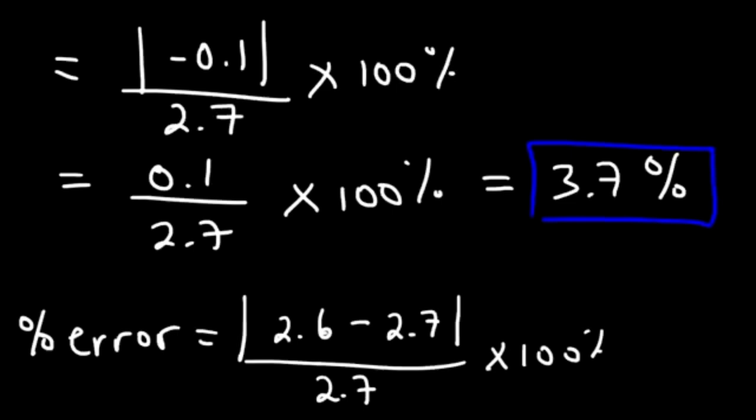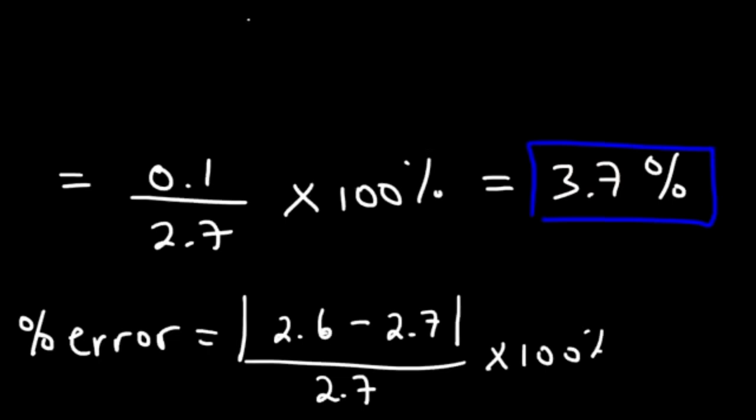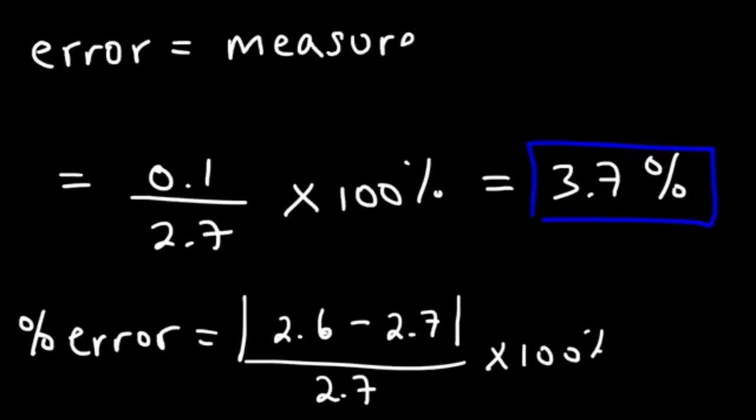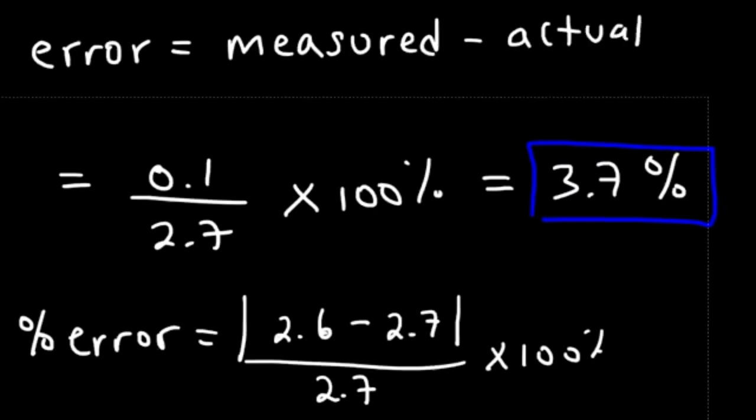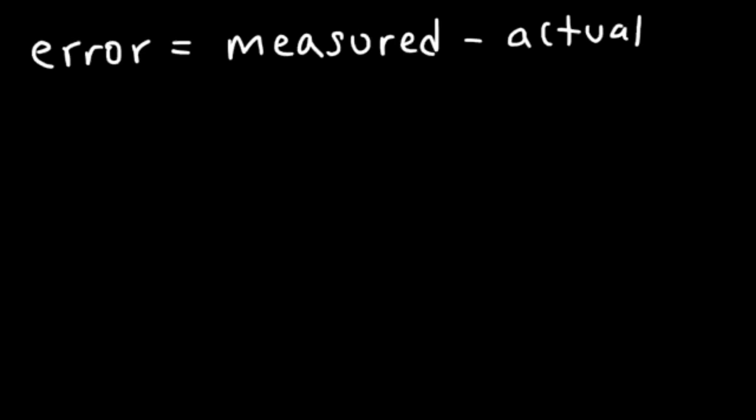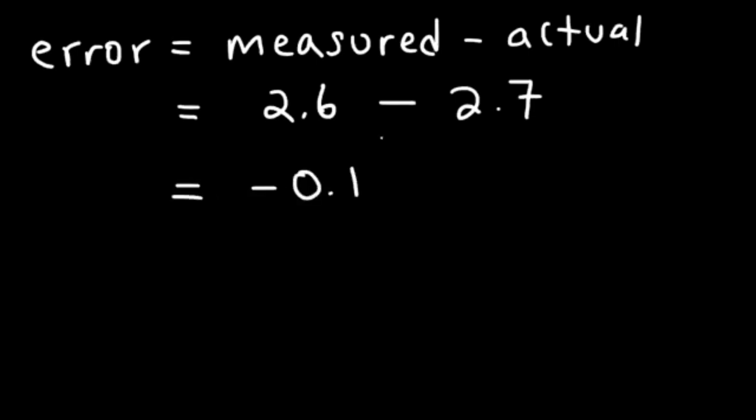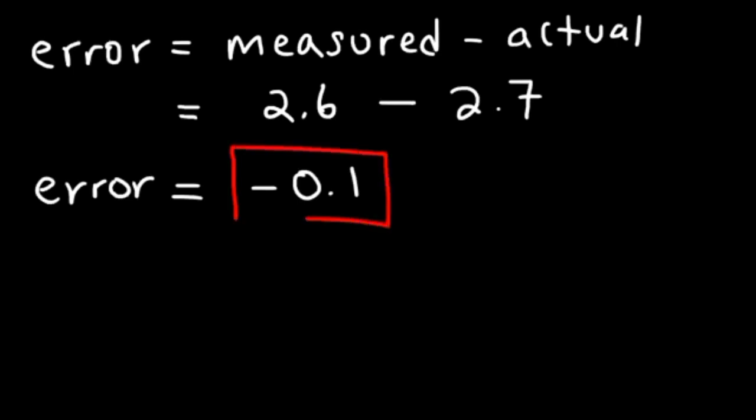Now, if you need to calculate simply the error, not the percent error, but just the error, here's what you can do. The error is the difference between the measured value and the actual value. So in our example, the measured value was 2.6 grams per cubic centimeter. The actual value was 2.7. So the error is negative 0.1 because we got a value that is just under the actual value. And so that's how you can calculate the error.